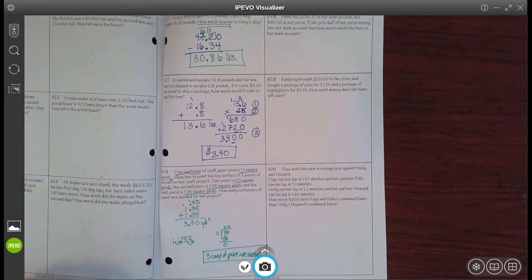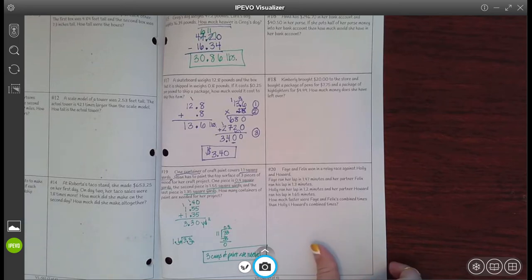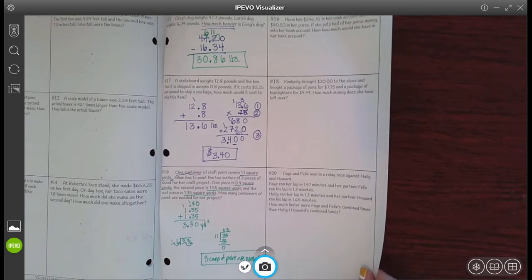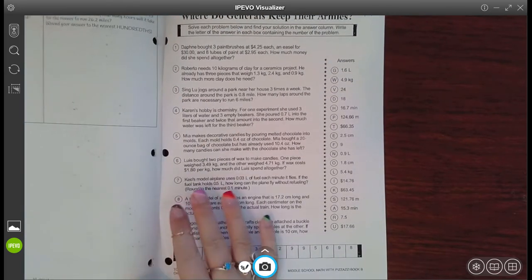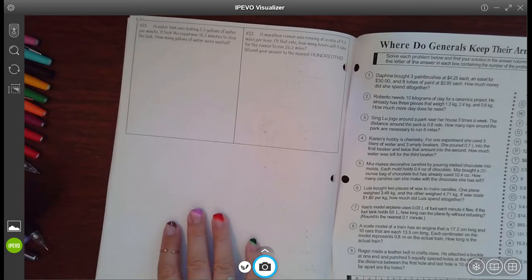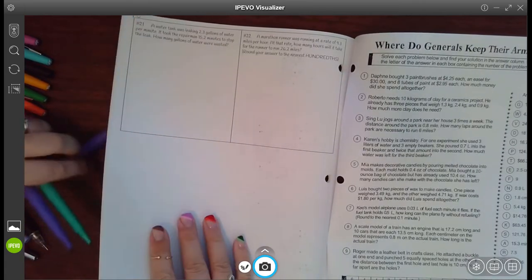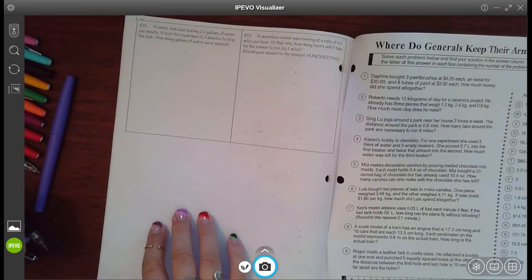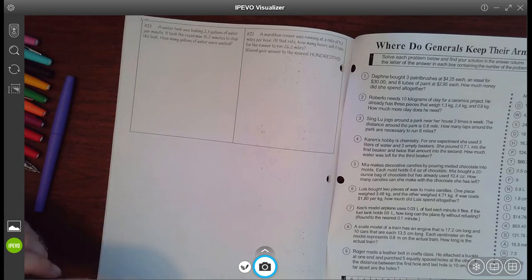Okay. Again, hopefully we're pausing the video and trying things on our own, then unpausing and coming back. Okay, let's try this last odd problem. It says a water tank was leaking 2.3 gallons of water per minute. It took the repairman 15.2 minutes to stop the leak. How many gallons of water were wasted?